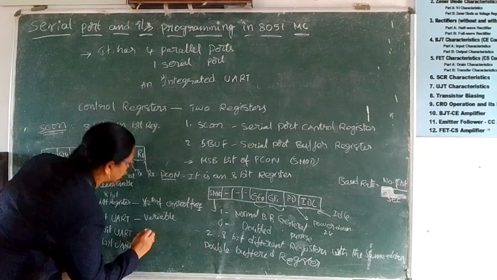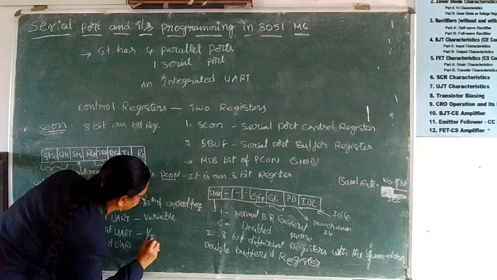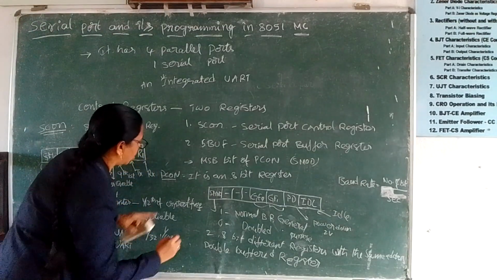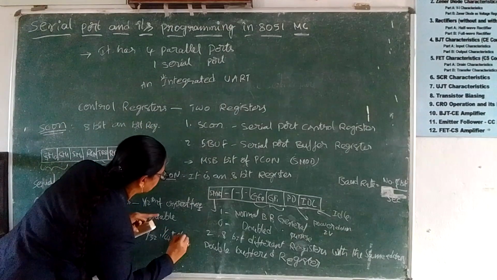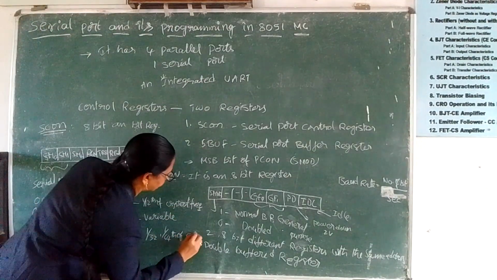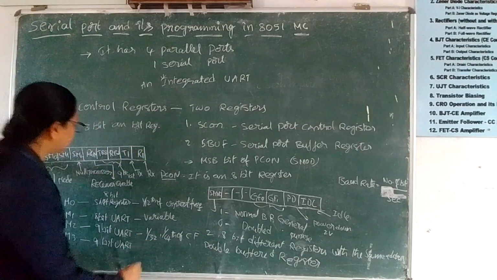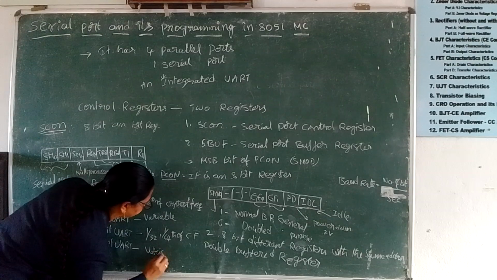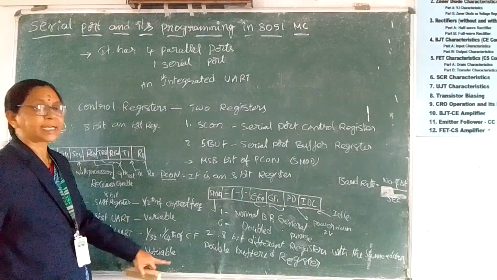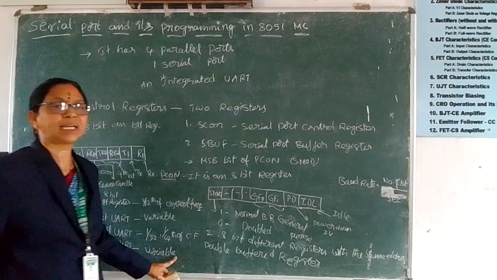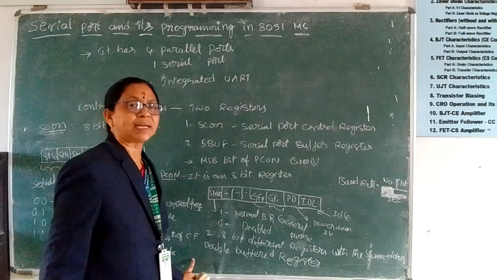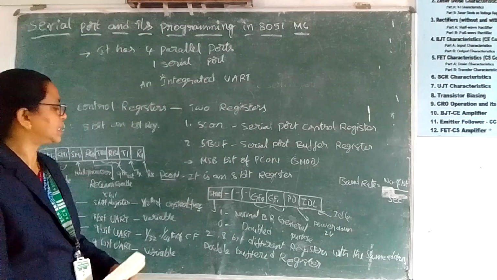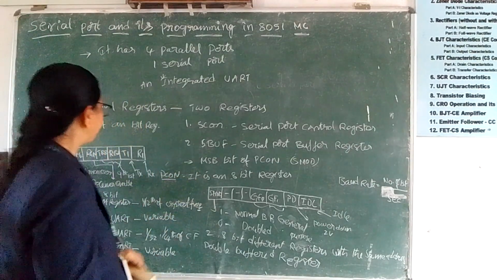And in this one, the baud rate is 1/32 or 1/64th of the crystal frequency. Next, in mode 3, here also the baud rate is variable. The baud rate can be generated by programming the timer registers, which were discussed in the last video.